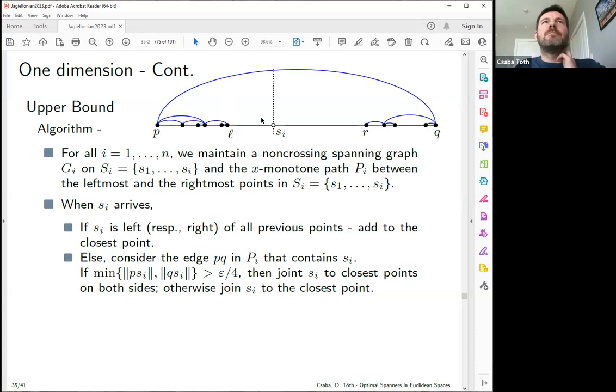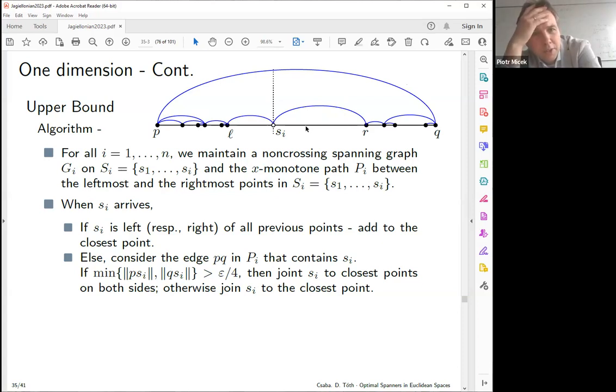But if the new point is somewhere in the middle, not close to either of the endpoints, then we just add an edge to both sides. And if this happens, then this x-monotone path has to be updated. So instead of this edge, you would have a longer x-monotone path. And this is the expensive step, when a point is connected to both left and right. But then if you add this vertex to this path, you don't know the structure of the thing that was close to P or close to Q.